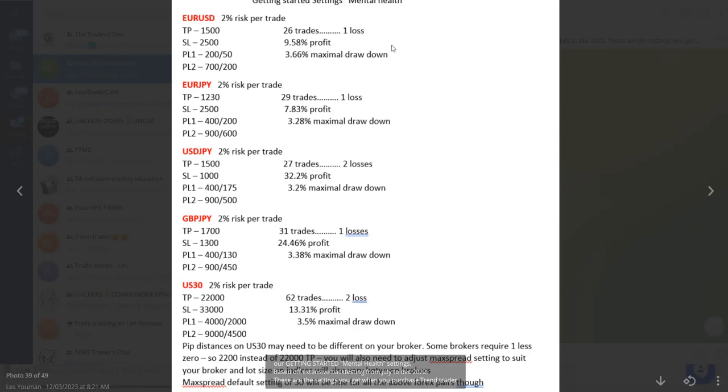And so 2 losses is the worst performing pair. The rest are only 1.